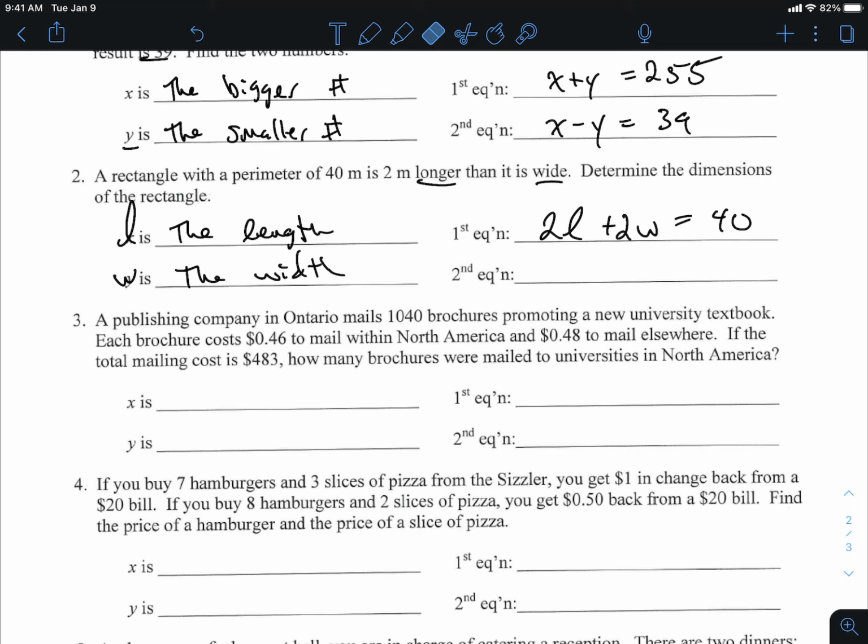Okay, and then the second one tells you that it's 2 meters longer than it is wide. It's the other way. It's 2 meters longer than the width. So the length is equal to 2 plus W. Is that okay?